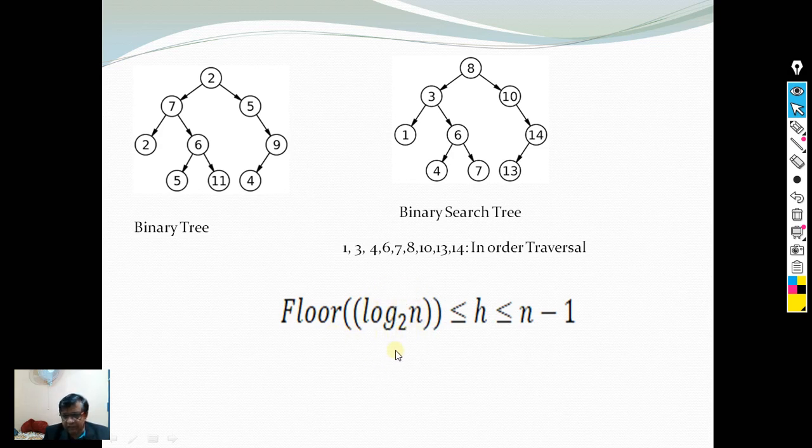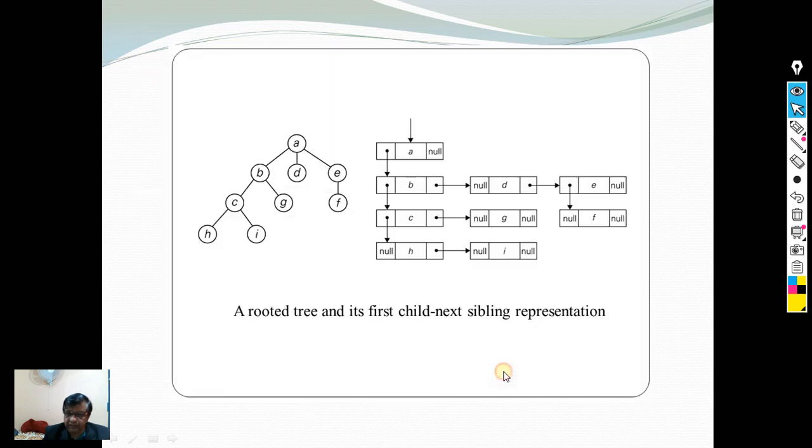I repeat, the floor of a real number. Here it is log 9 to base 2, which is 3 point something. Therefore the floor of 3 point something is the greatest integer which is less than 3 point something, so it should be 3. So h is greater than or equal to 3. It is equal to 3 in this particular example, and should be less than n minus 1. It should be less than 8.